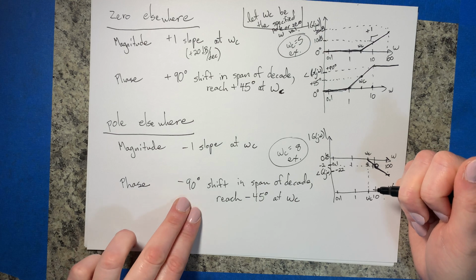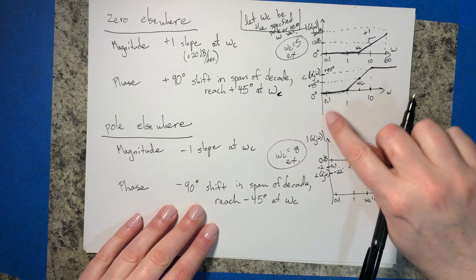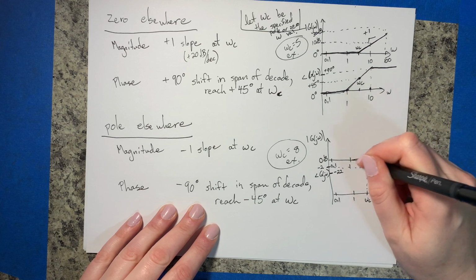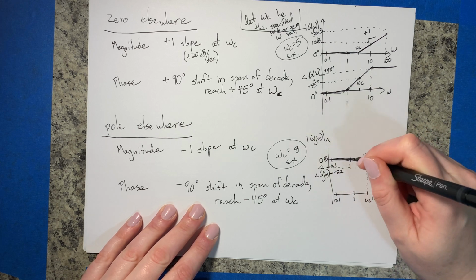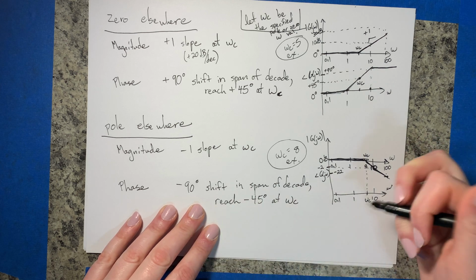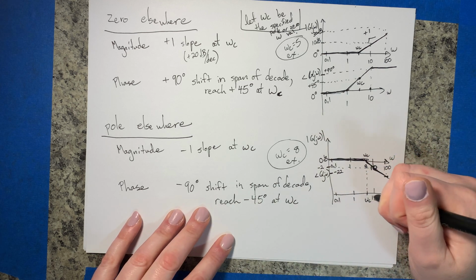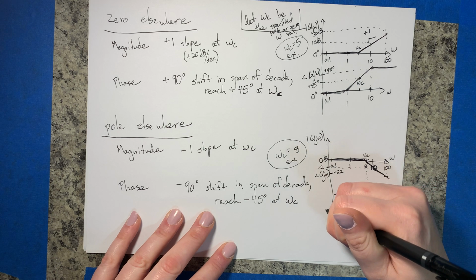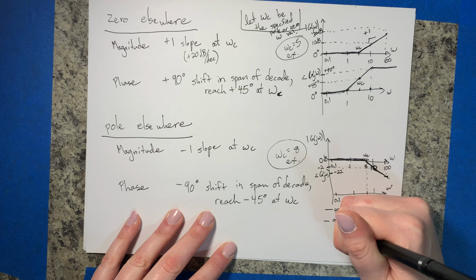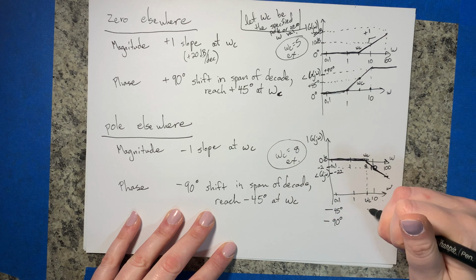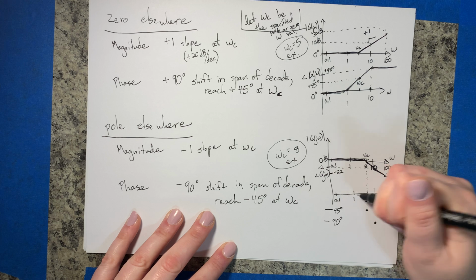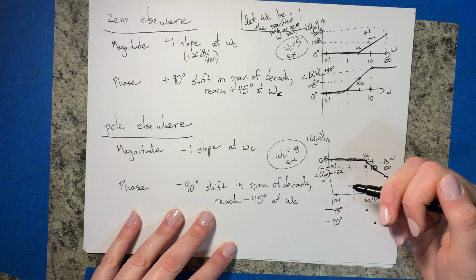Okay, for the phase shift, again, we have that over a decade, not instantaneously, like for the magnitude plot. So the magnitude plot shape looked like this. The phase plot looks like this, where we will reach that -45 degrees, and we also have to have the -90 degrees in here, and here.